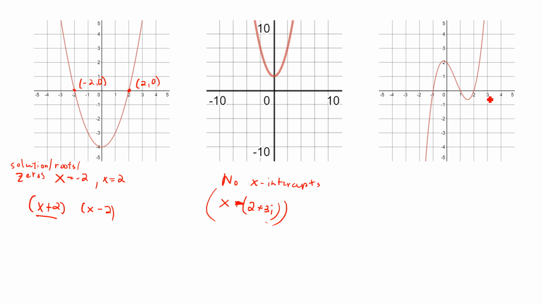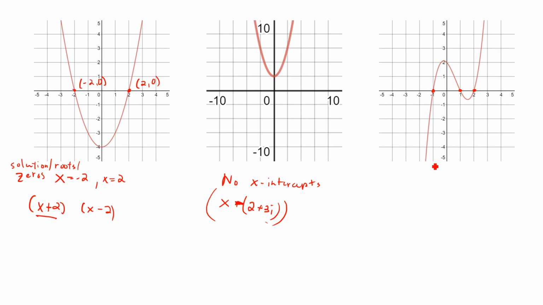Okay, now the last one, this one right here, has 3 x-intercepts. And you can have as many x-intercepts as you want. Well, as the equation will let you have, really, but we can have more than 2. We can have 0, we can have 3, we can have 4, we can have 5, depending on what the degree of the polynomial is. But I'll talk about that later.